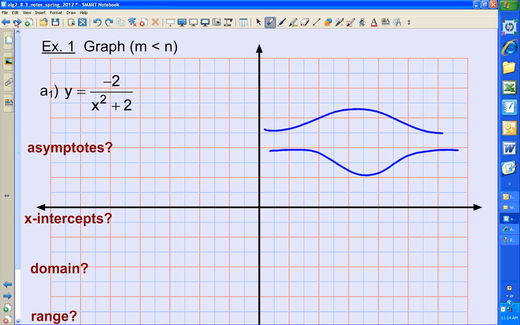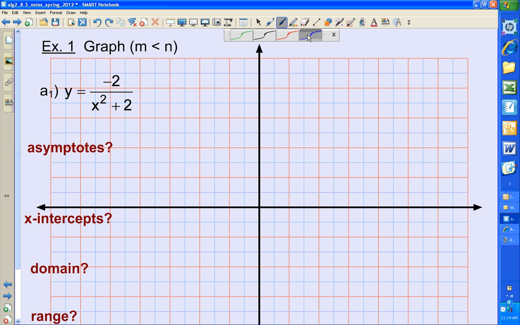Okay? So, let's look at finding what we know for this one. So let's do asymptotes first. So where are the vertical asymptotes for this graph going to be? Max, what do you think? Vertical asymptotes. How do you find them? Set the bottom equal to 0. Okay, so let's try that. Set the bottom equal to 0.